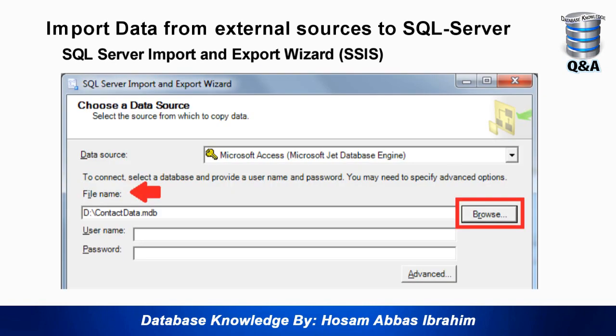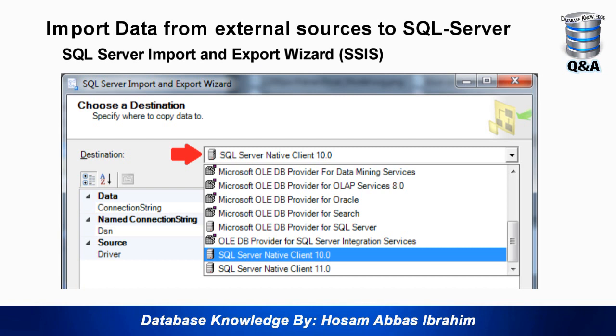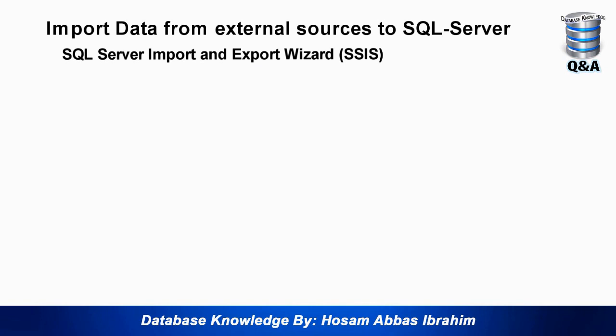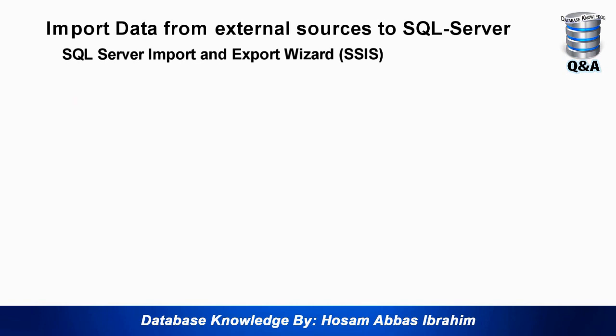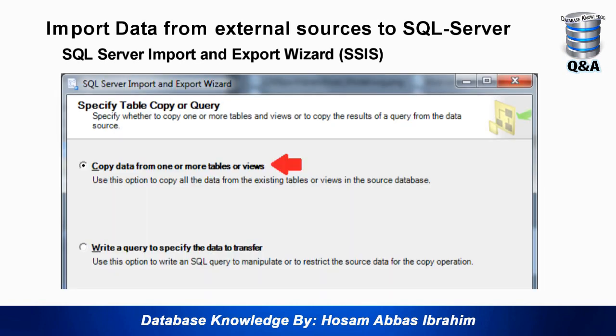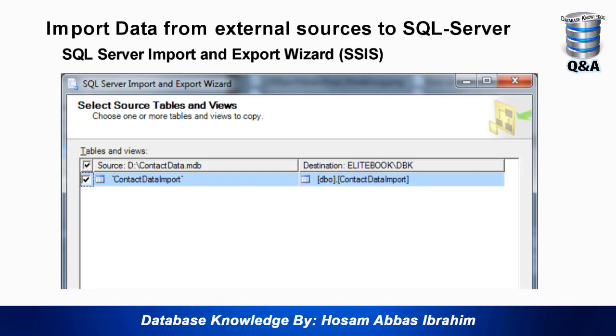Click next, and here choose a destination. I will choose Microsoft SQL Server native client, and I will choose the database from here, which is BDnew1. I press next, and I will choose copy data from one or more tables or views. I press next, and this screen is divided into two partitions. The left side is the data source where the data comes from Microsoft Access, and it shows all the tables, but in this case we have only one table.